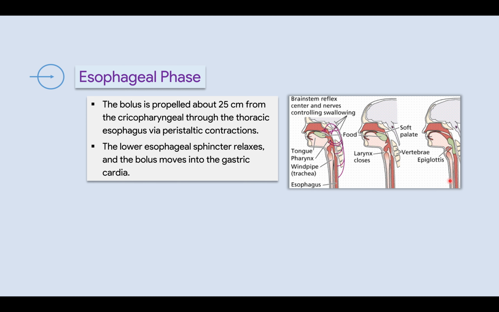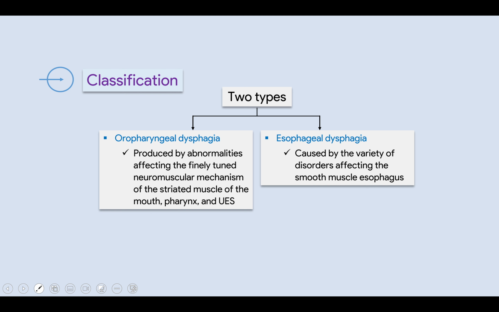So why are we talking about this process? Because we are dealing with dysphagia, which is difficulty in swallowing. Before that, we should understand the normal swallowing process, and only then will we be able to understand the diseased one. Coming to the classification, dysphagia is broadly classified into two types: oropharyngeal dysphagia and esophageal dysphagia. As the name suggests, oropharyngeal means, as we discussed in the previous slides, the oral and pharyngeal phases. So there is a disease affecting these two phases, and that causes oropharyngeal dysphagia.